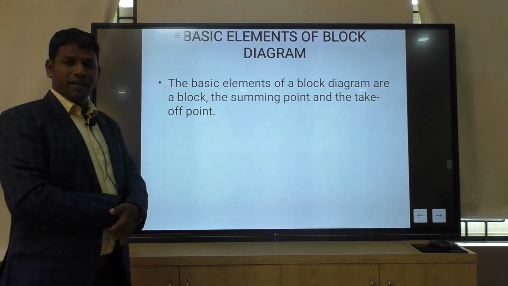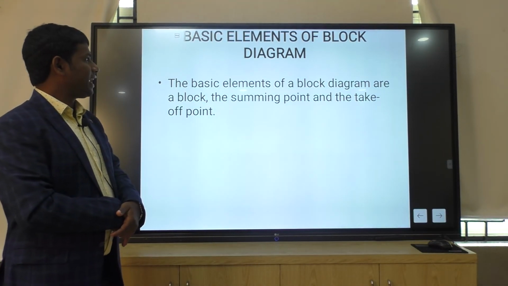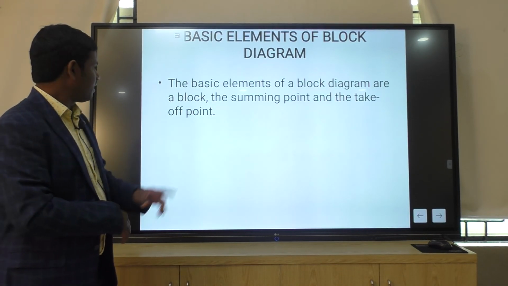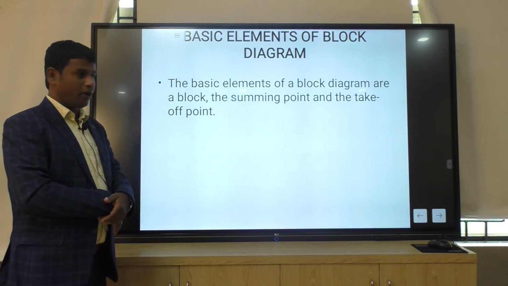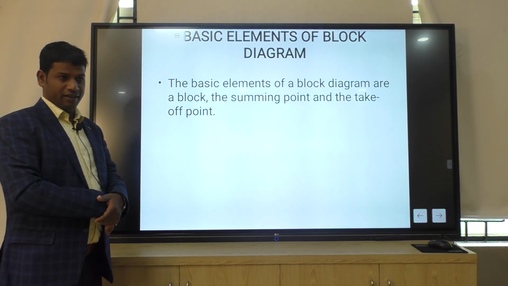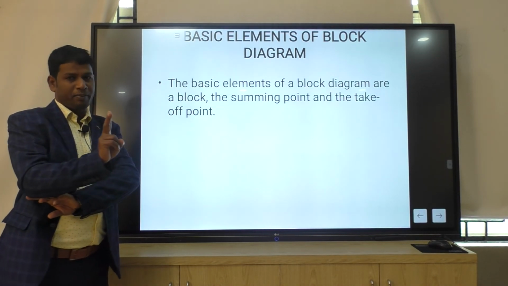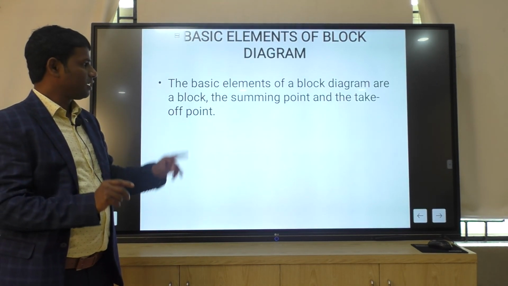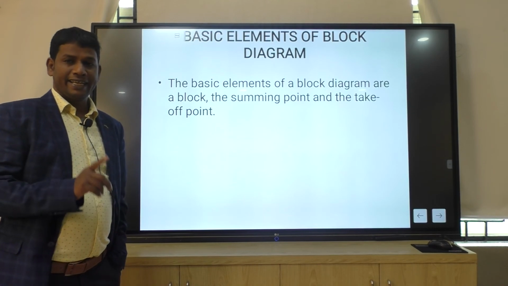The next topic is the basic elements of a block diagram. The basic elements of a block diagram are the block, the summing point, and the take-off point. So a block diagram is a combination of three basic elements: one is a block, second is a summing point, third is a take-off point.